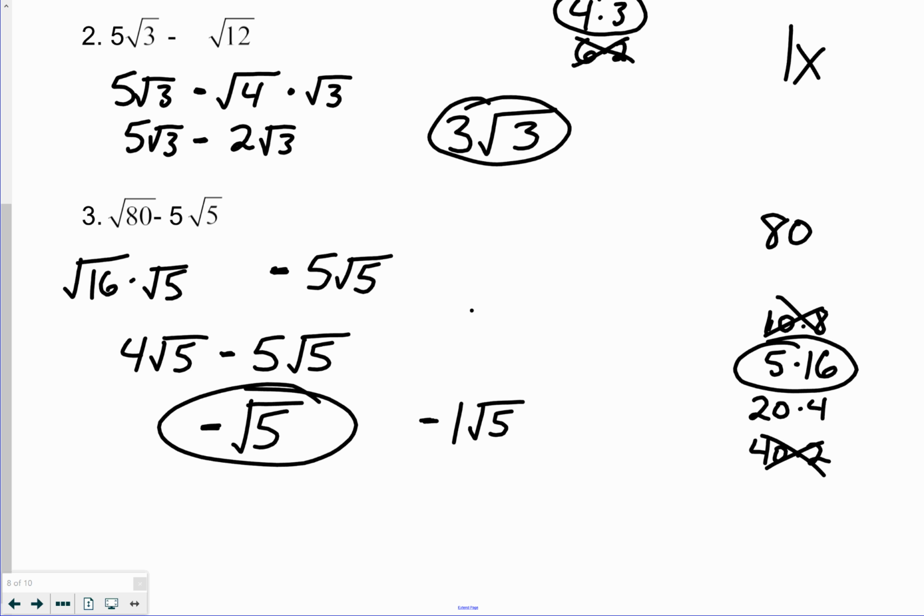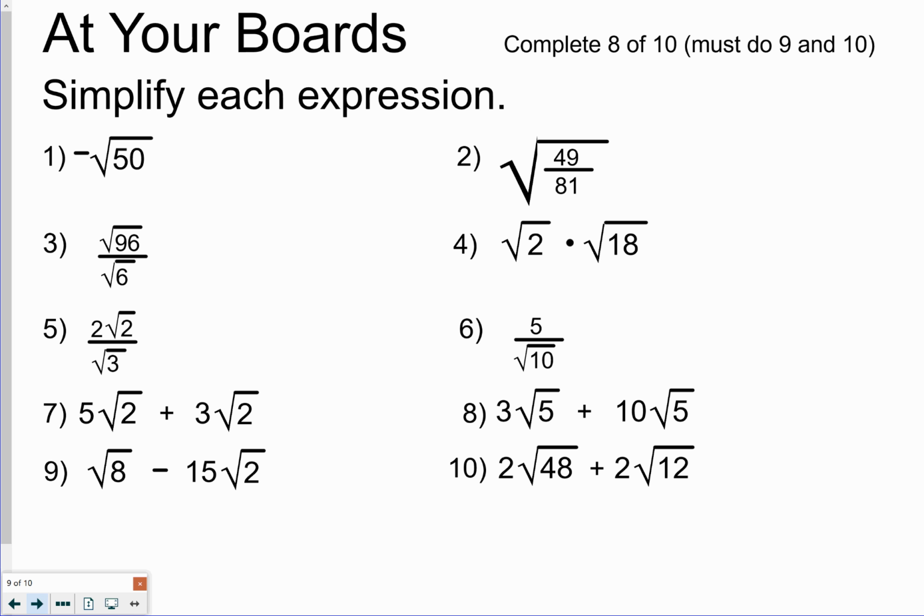Any questions? I know that was a lot. Okay, let's look at what you're going to do. It says complete 8 of 10. I'm actually going to change that. I want you to do 5, 9, and 10. That's all I want you to do. And then I'll stop you in about 7 minutes for the exit ticket. Go!